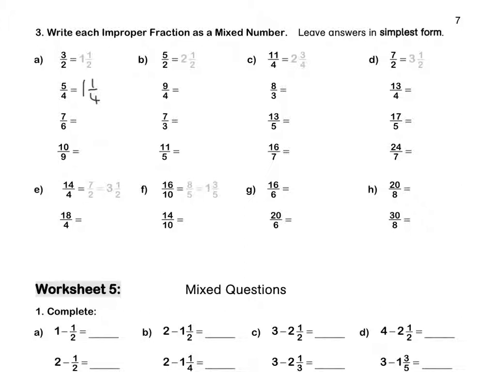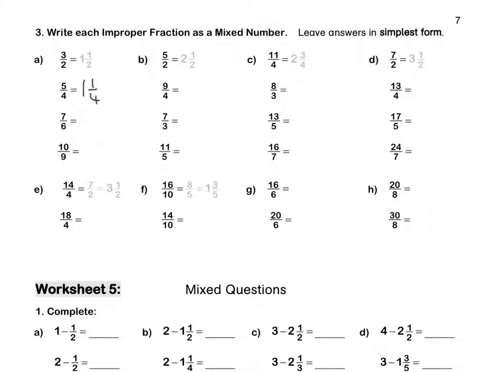For C, 11/4, 11 divided by 4 is 2, remainder 3, which leaves us with 3/4. Let's check our answer going backwards. 2 times 4 gives us 8/4, plus 3/4 is 11/4. Therefore, our answer is correct. Let's look at D. 7 divided by 2 is 3 wholes, remainder 1/2. Pause this video to complete question A, B, C, and D by yourself.